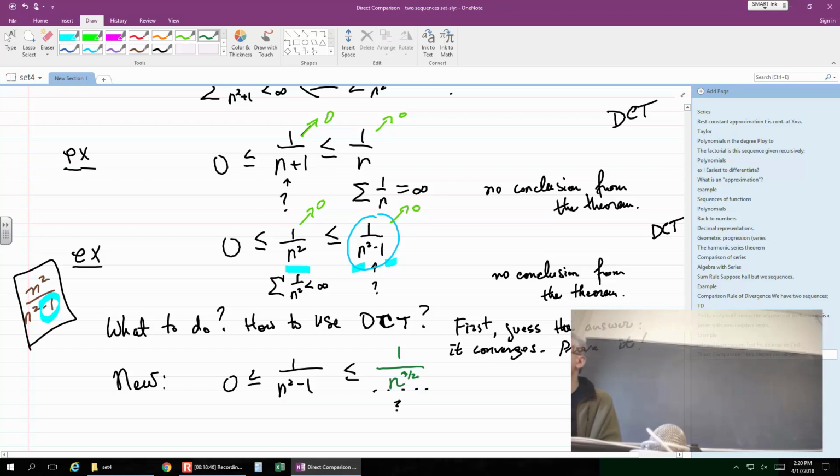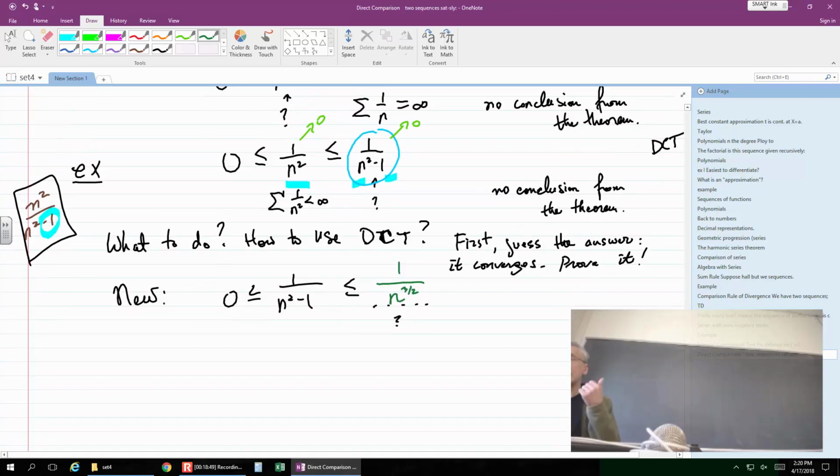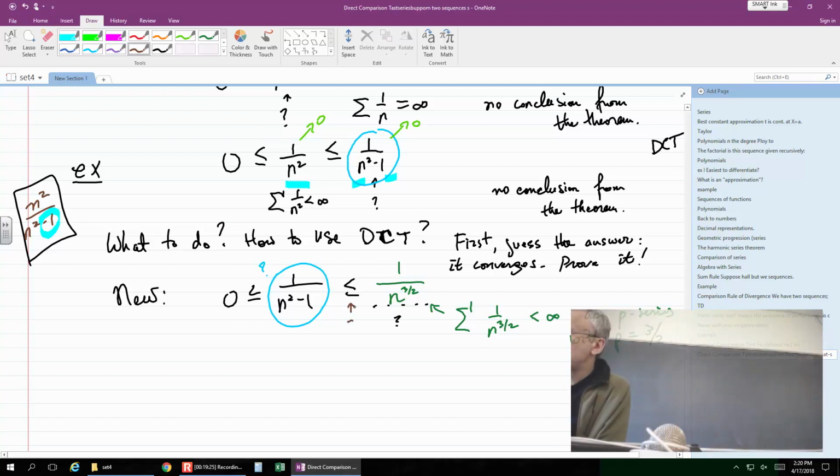Okay, so it's unclear yet whether it would work, but if we can demonstrate this inequality to be true, then we will know that 1 over n to the 3 halves is a convergent series, convergent as a p-series with p equal to 3 halves. And then we show that the series under investigation, the new series that we brought in, is less than a convergent series, which proves that it will be a convergent series. So the only thing that remains to be demonstrated is this inequality.